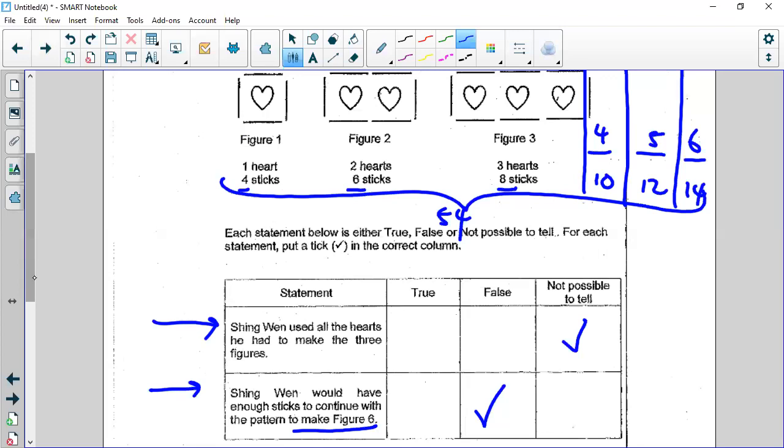Because 4, 6, 8. Then of course the next number will be 10, 12. Okay, 14. I understand already. Yeah, okay. I forgot to add 10. So you cannot lose the marks because of all these careless mistakes.